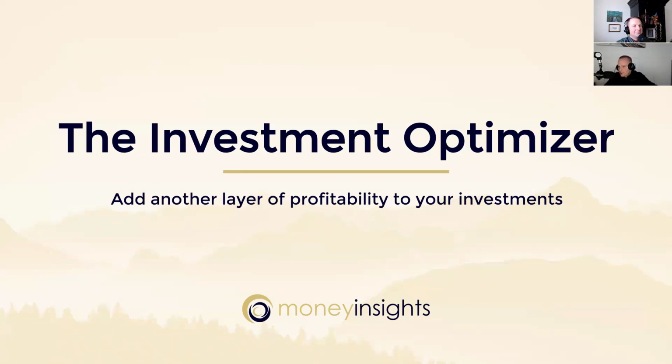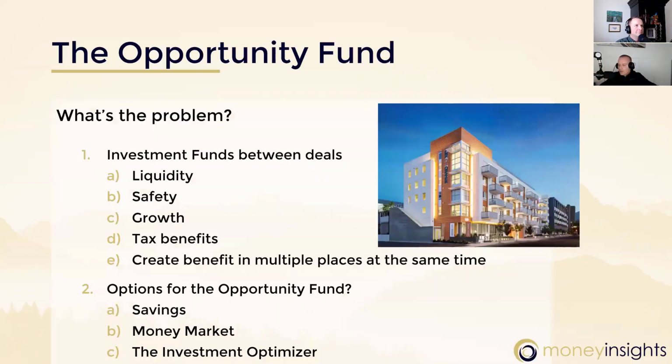The reason we're excited about this is because it's one of the core philosophies that we teach at Money Insights, and the focus is really simple. The Investment Optimizer literally is there to add an additional layer of profitability to the investing that you're already doing. We're not going to change the underlying investments. We're just going to talk about where and how to flow money in order to create additional return, additional dollars and cents. We're going to show this in the math and exactly how the Investment Optimizer does create that additional layer of profitability.